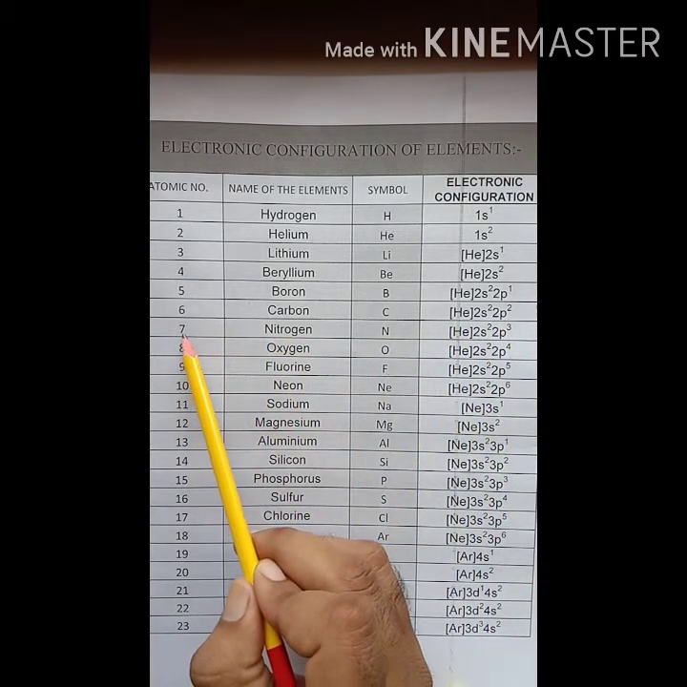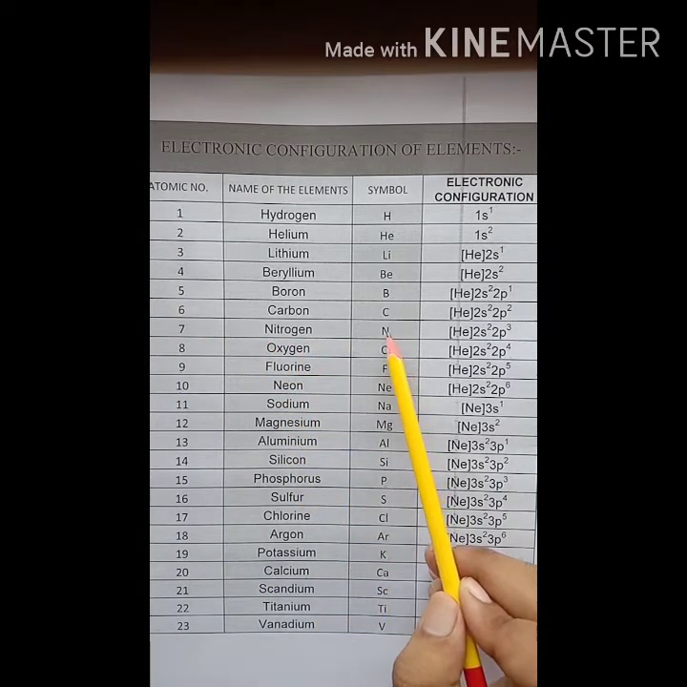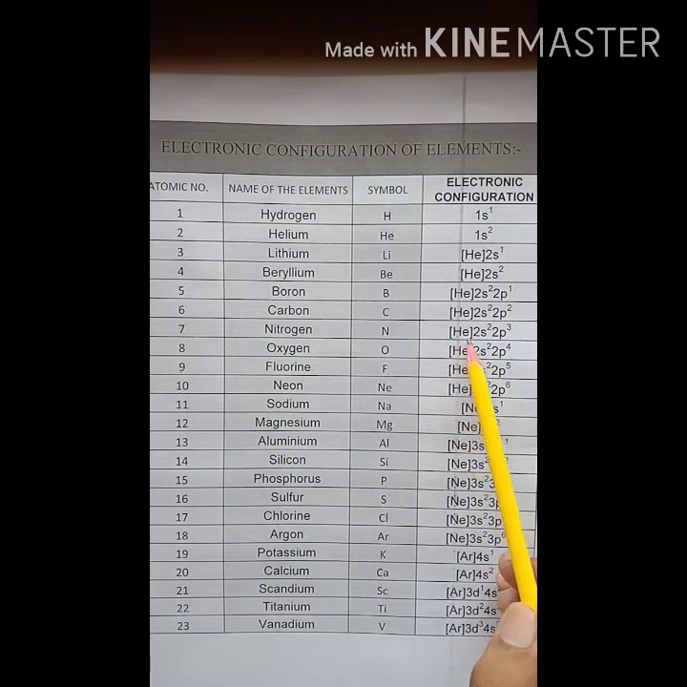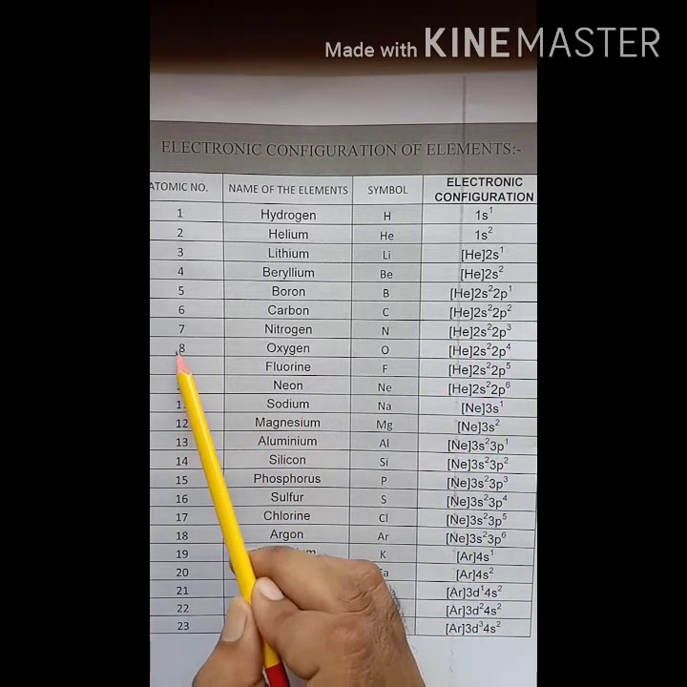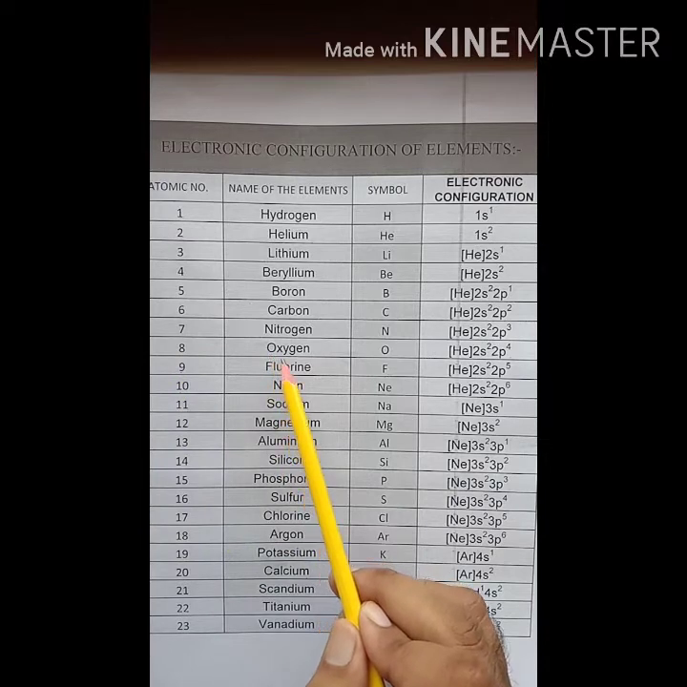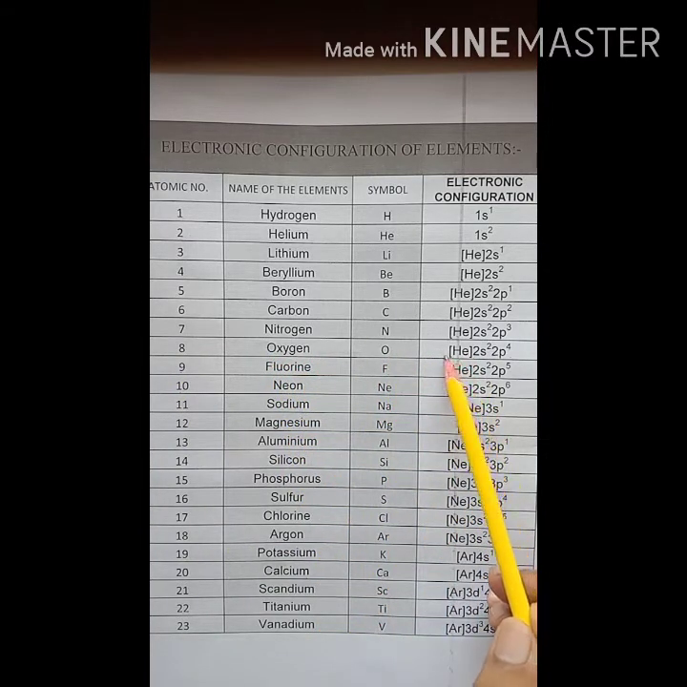The next atomic number is 7. Name of the element is nitrogen. Symbol is N. Electronic configuration is [He] 2s2 2p3. The next atomic number is 8. Name of the element is oxygen. Symbol is O. Electronic configuration is [He] 2s2 2p4.